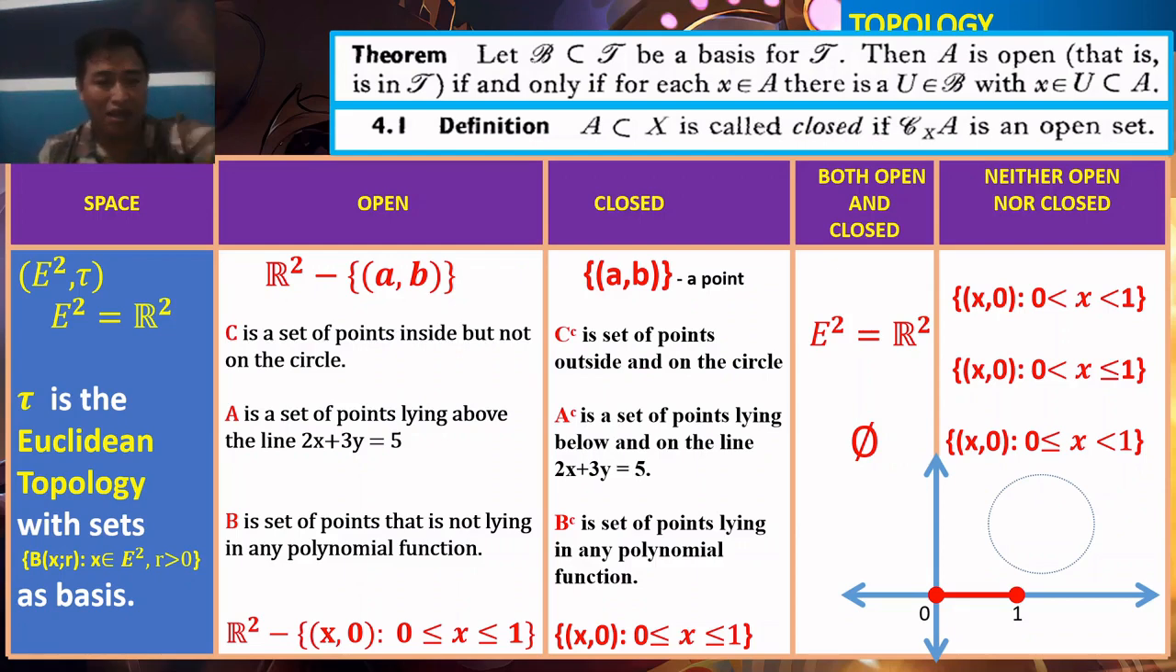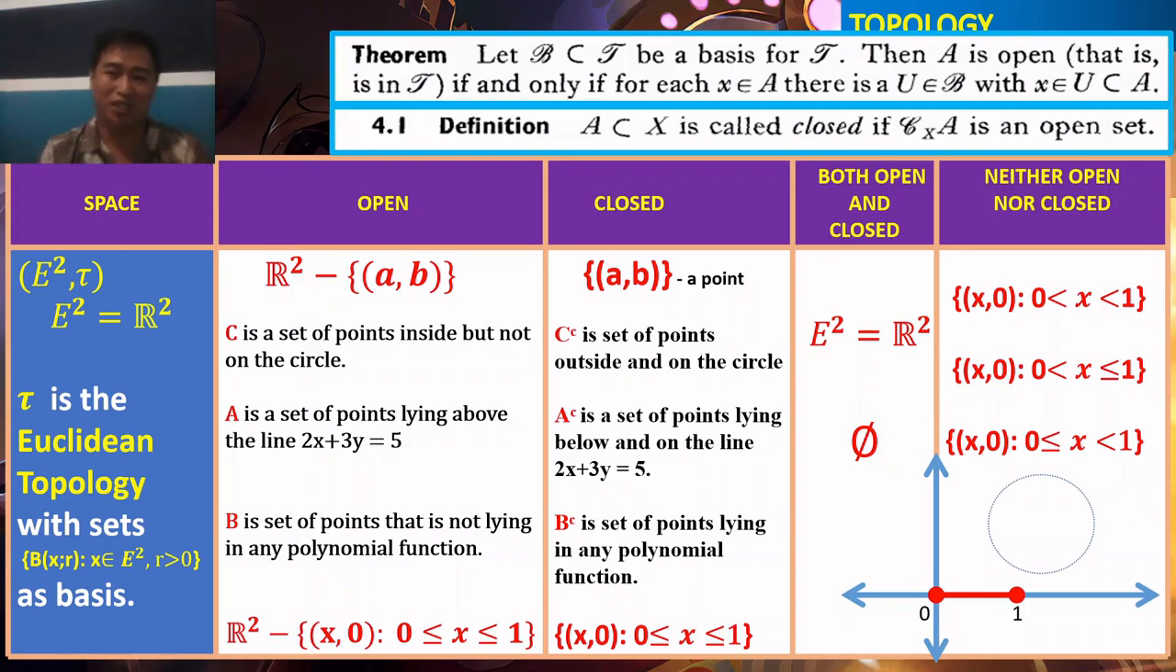Okay? Okay, now back to our third example. Sir, pwede po na siya points lying below the line. Pwede po class. The set of points lying below the line lang, kung katilang points nga nasa ubos sa line, open gyapon to siya. So, yung complement ato, lying above and on the line 2x plus 3y equals 5. Mao na po to closed.